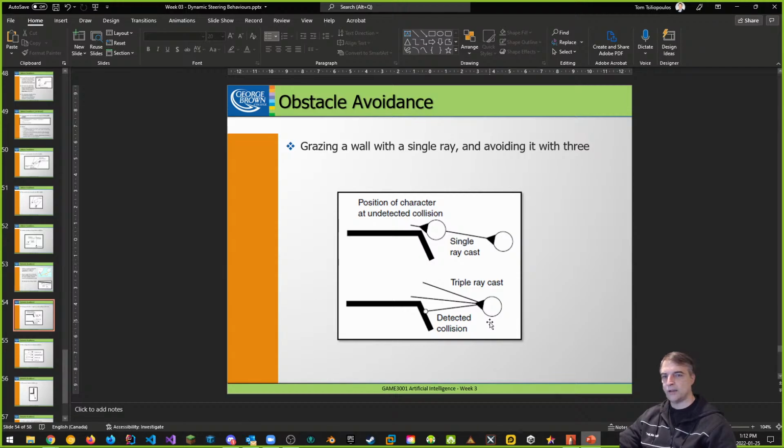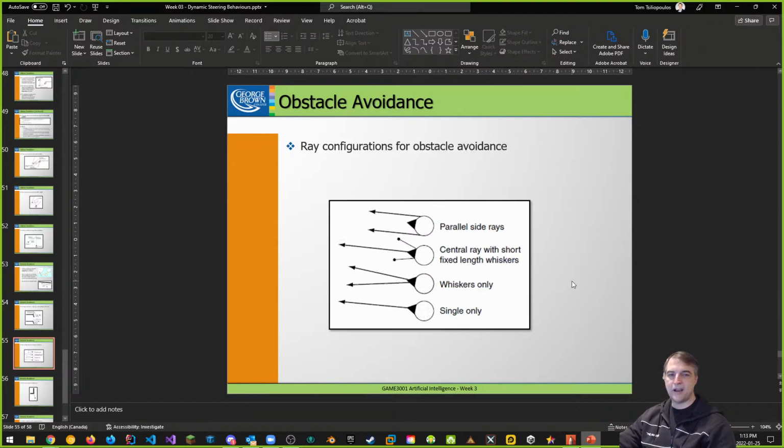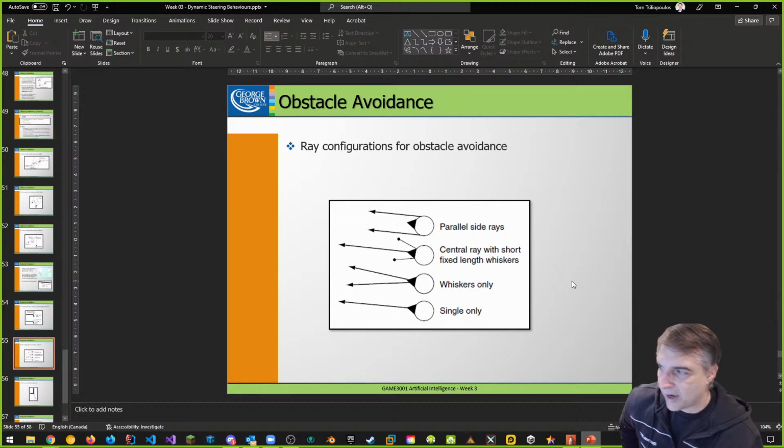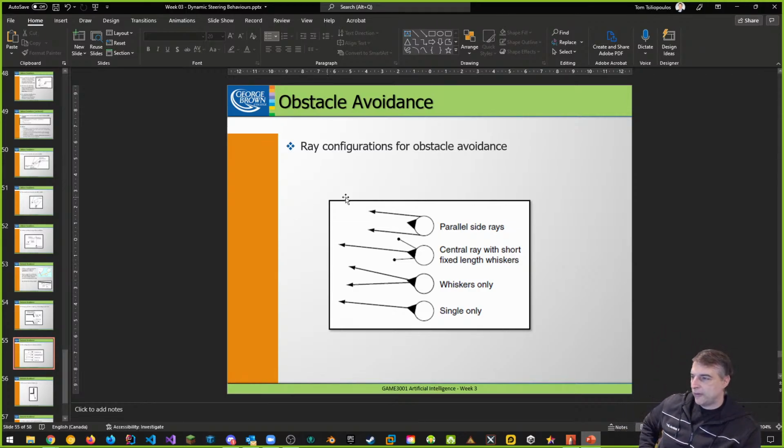Why not have a ray on each side of the edge? You certainly could, Christian. The other question Christian's asking is, do the rays have to come from the same point? No, there are different ray configurations we'll talk about right now. So we can have parallel side rays, which are just two rays on the side. You can have a central ray with short fixed length whiskers, and these fixed length whiskers can allow us to have a chance to move.